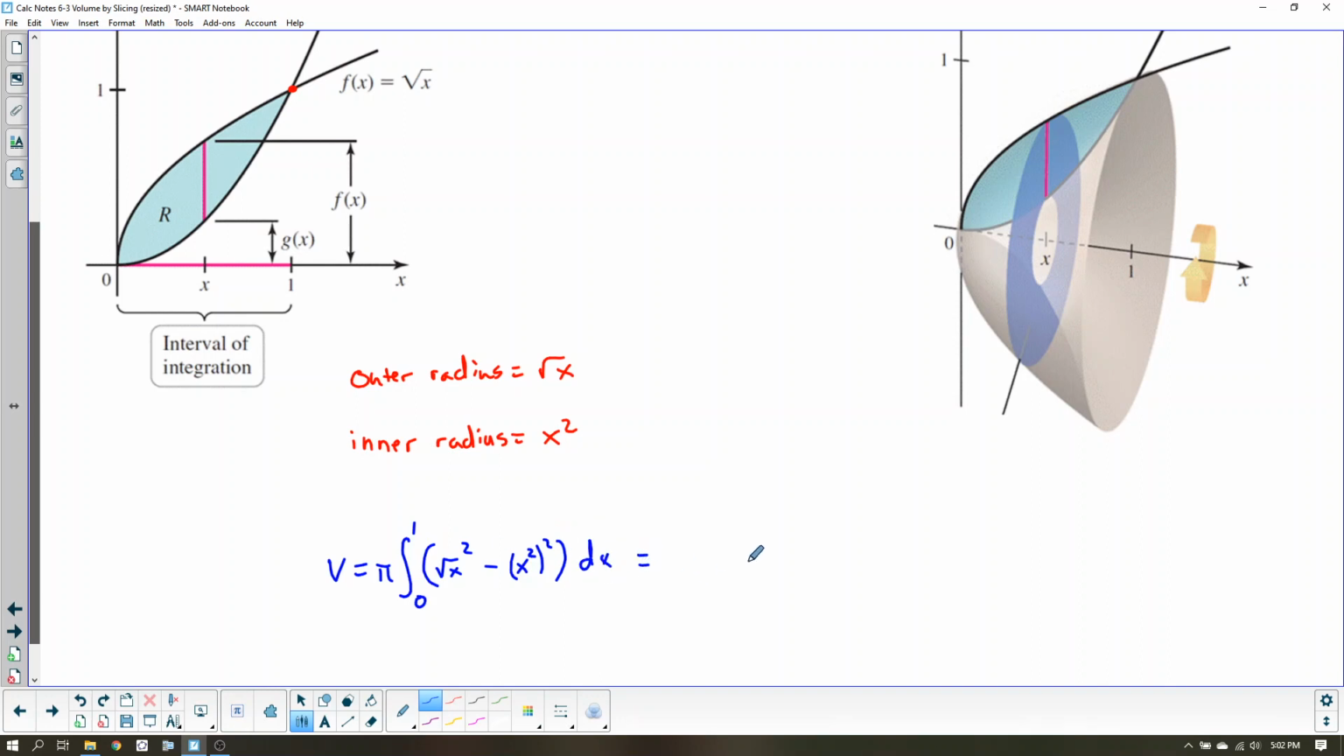All right, we're not going to fully do it, but let's at least simplify it a little bit here. This is pi times the integral from 0 to 1 of x minus x to the 4th dx. And I trust you can evaluate that one. That should come out to 3 pi over 10, I believe, which is the volume of the bowl type region that you see there.